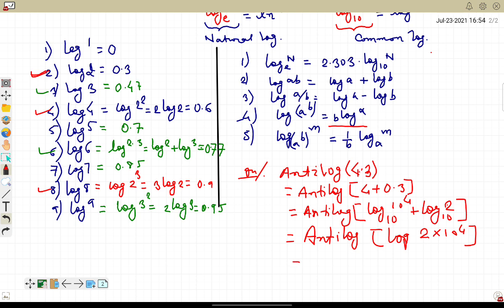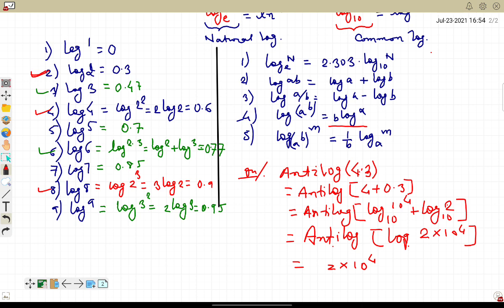So next step, this antilog and this log both are reciprocal, so we can cancel these two. So these two will cancel each other, so the net answer is 2 into 10 raised to the power 4. So this one is the value of antilog 4.3. If you want to find the value of log 2 into 10 to the power 4, then we get the same value here. So these two are reciprocal.